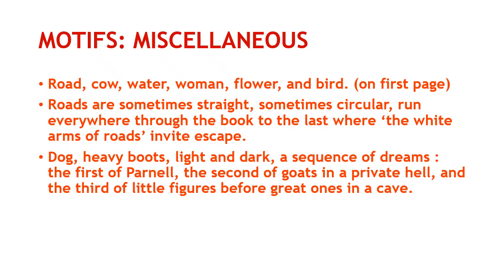There are a lot of other motifs also. On the first page, we see the minor motifs: road, cow, water, woman, flower, and bird. And roads are sometimes straight, sometimes circular. They run everywhere through the book to the last, where the white arms of roads invite escape. Then there are other minor motifs mentioned further on: dog, heavy boots, light and dark, a sequence of dreams. The first one is of Parnell, the second of goats in private hell, and the third of little figures before great ones in a cave.